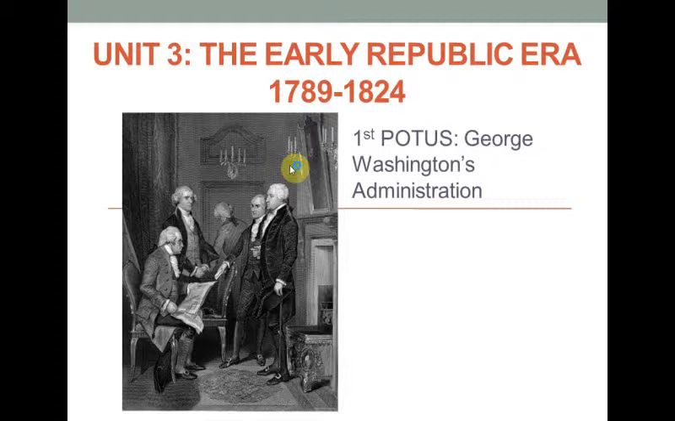Okay, everyone solid? 1789 all the way through 1824. So we're going to be talking about our first 5 presidents in this unit, and we'll move on from there. So Unit 3, let's talk about George Washington today.